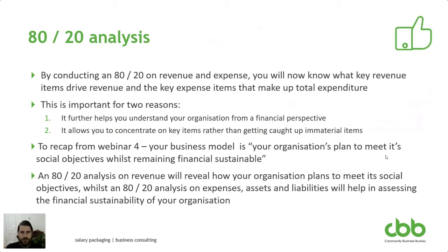This is important for 2 reasons. It helps you further understand your organisation from a financial perspective, and it allows you to concentrate on key items rather than getting caught up in immaterial items. So to recap from webinar 4, your business model is your organisation's plan to meet its social objectives whilst remaining financially sustainable. An 80-20 analysis on revenue will reveal how your organisation plans to meet its social objectives, while an 80-20 analysis on expenses, assets and liabilities will help in assessing the financial sustainability of your organisation.